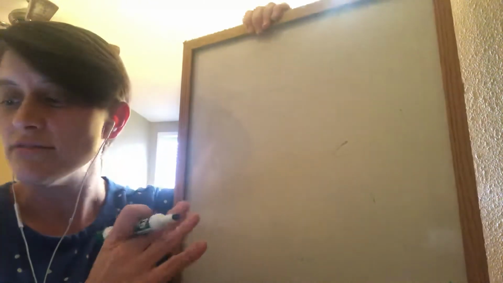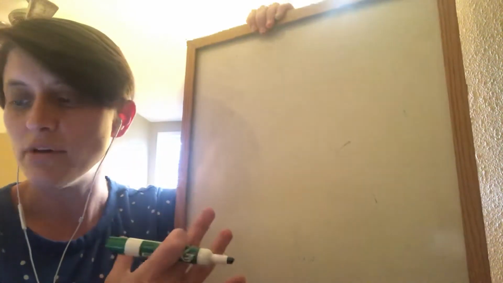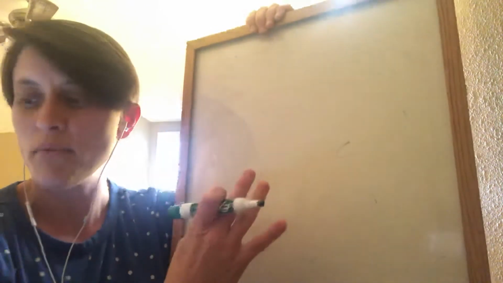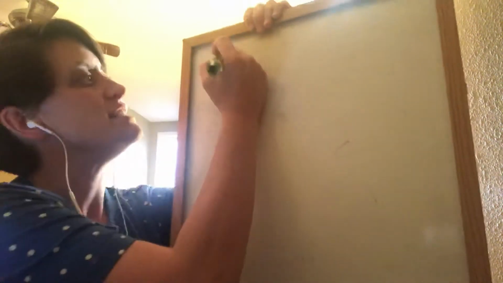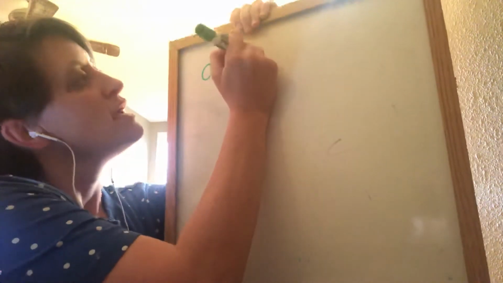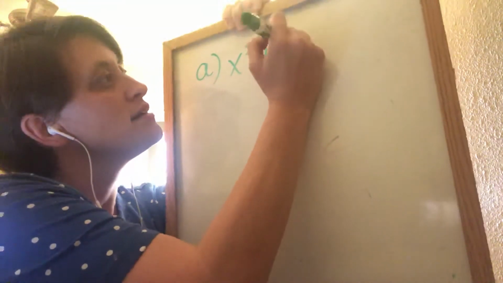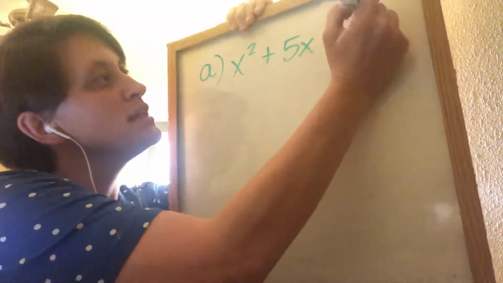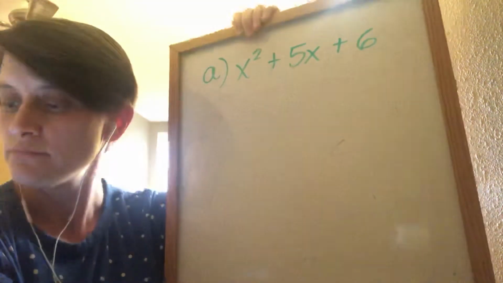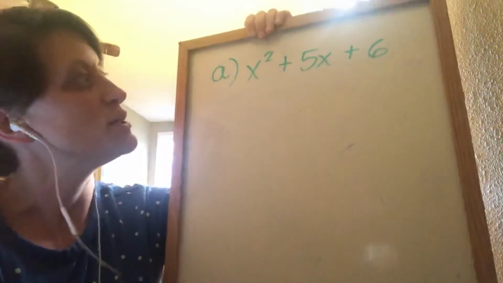Okay, so let's do some examples. I looked at our first example in our notes to show that process, but A is going to be different. I'll make up a new one for A. So let's try to factor x squared plus 5x plus 6. That's not one we planned, so that'll be a good one.